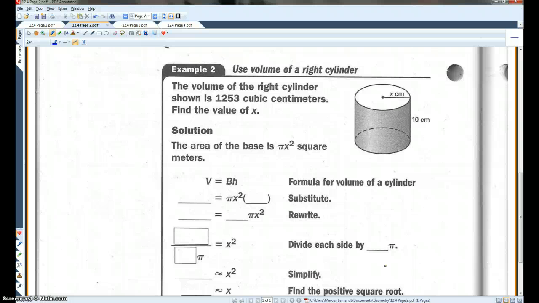Alright, so basically now we have the solution and we have to work backwards to find the radius. Okay? The area of the base is pi x squared, because x is the radius. V equals BH. Once again, the volume is given in the problem. So 1253. And this equals pi r squared, r is x, times the height. So I've got 1253 equals 10 pi x squared. I'm going to divide both sides by 10 pi. Let me get my calculator again.